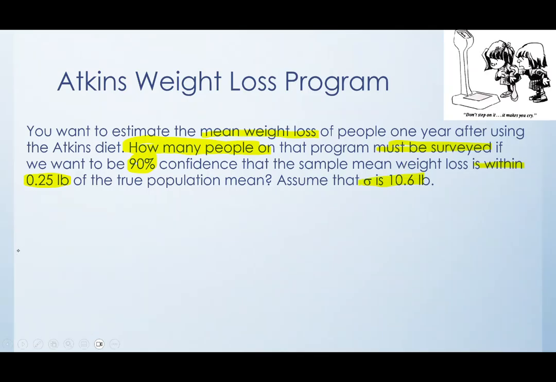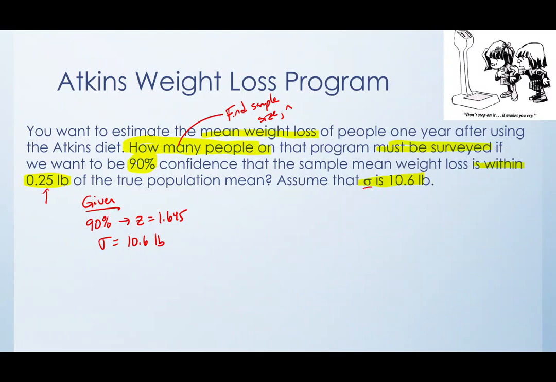All right, so we're finding sample size, right? That's what this means. Find sample size n. So what are our given things? We know 90% confidence, and since we're doing means and our standard deviation is known, we're going to use a z-score, right? So for 90%, 1.645 is going to be our z-score, and this to within 0.25 is going to be our margin of error.